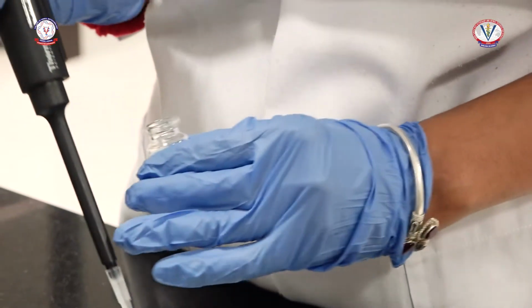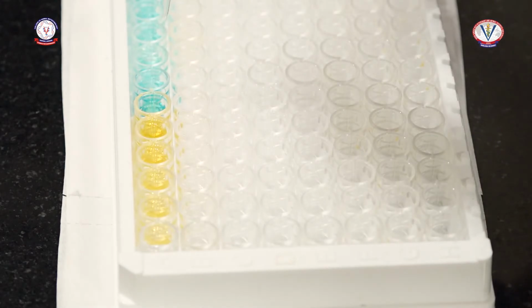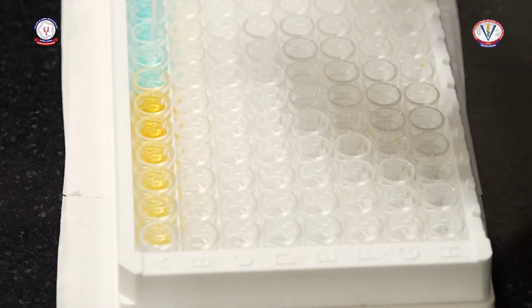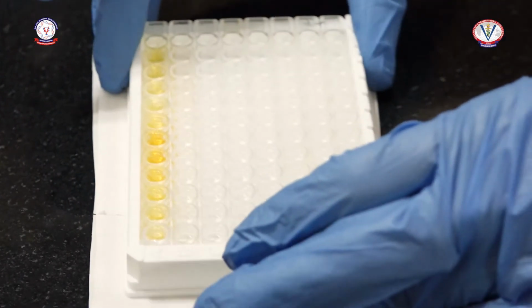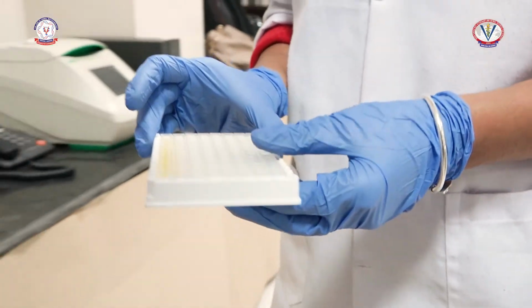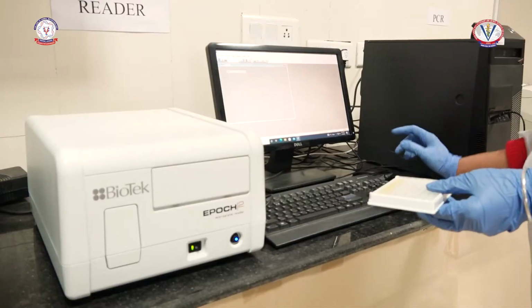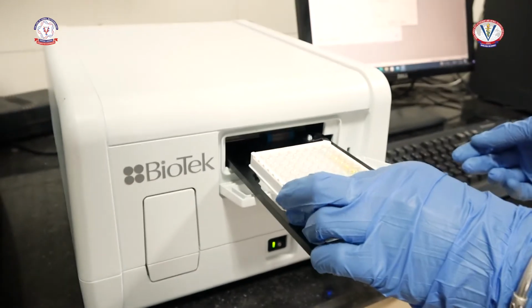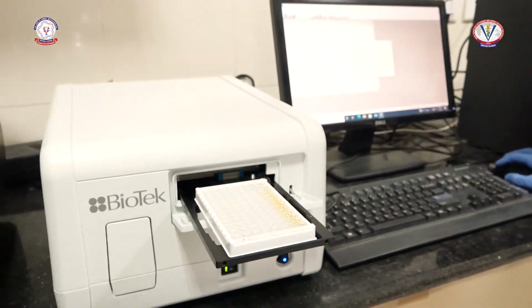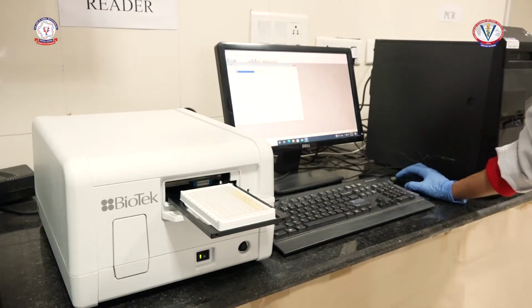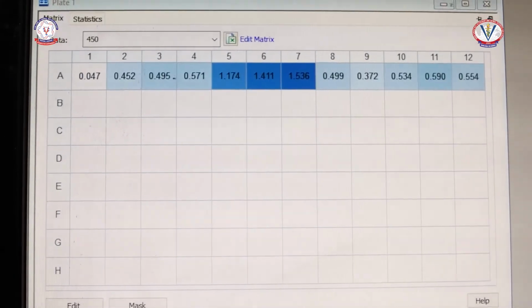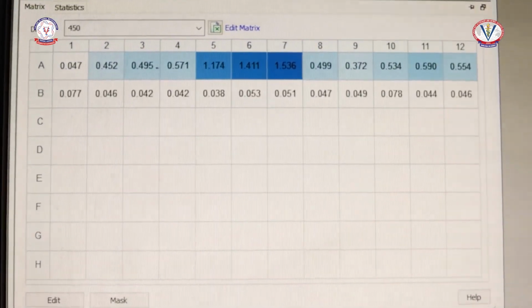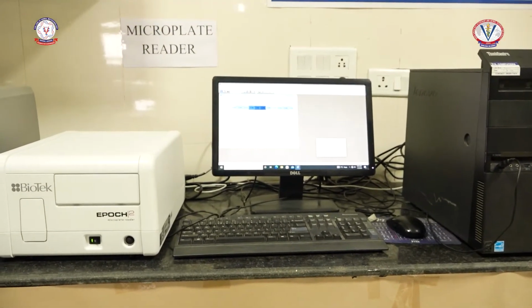Then the reaction is stopped by adding 50 microliter of stop solution, that is sulfuric acid, in each well. After the addition of stop solution, the plate is read immediately for the absorbance at 450 nanometer wavelength. After taking absorbance, a standard curve and R-square value is constructed by plotting absorbance against concentration. The value of R-square is used to calculate the concentration of serum samples.